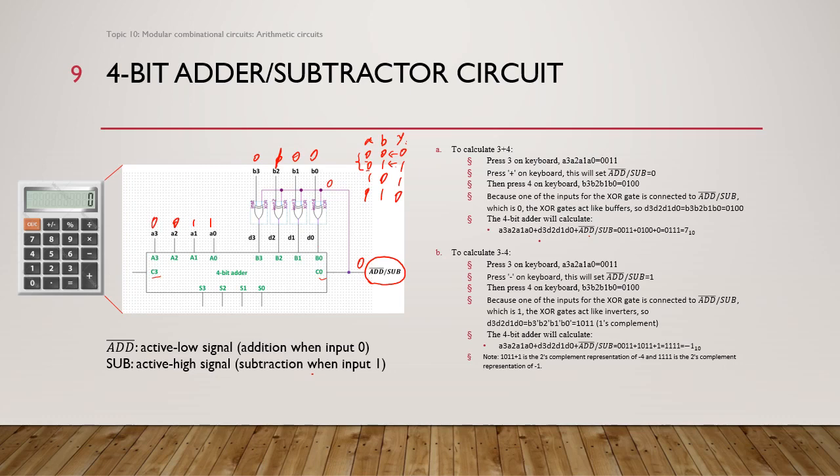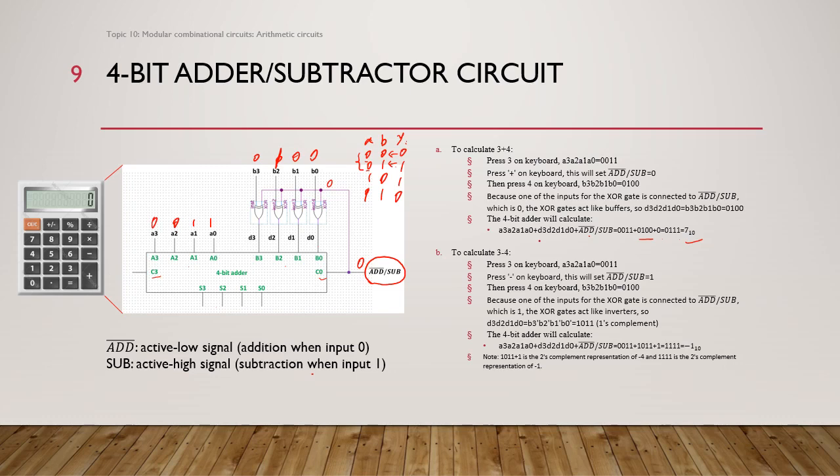Okay, then this adder will do nothing special, just add data A to data B and C0 together to give us a result. So in this case, we have A3, A2, A1, A0 equal to 0, 0, 1, 1, and D3, D2, D1, D0 equal to 0, 1, 0, 0, and C0 equal to 0. So the result is 0, 1, 1, 1, which is positive 7 in decimal. So that's how the calculator works.